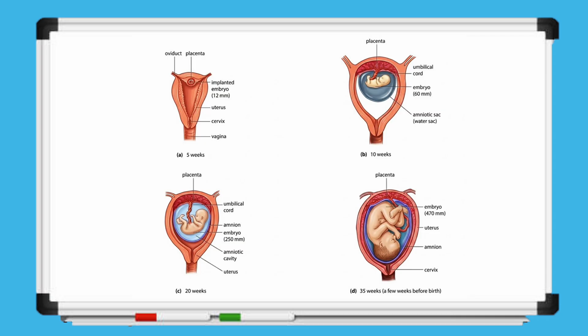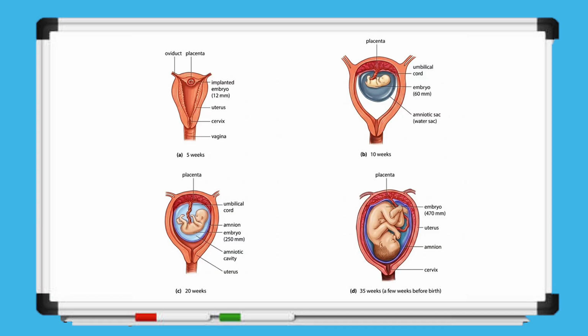This diagram shows the different stages of human development inside the uterus, along with the formation of important supporting structures such as the placenta and umbilical cord. In the early stage, around 5 weeks, the implanted embryo is very small, measuring about 12 millimeters. At this point, it is attached to the lining of the uterus, where it continues to grow.